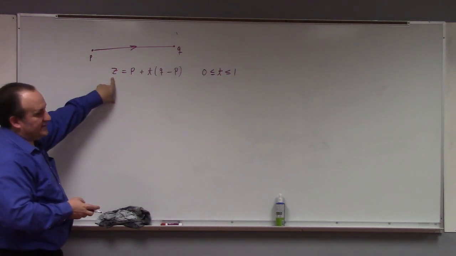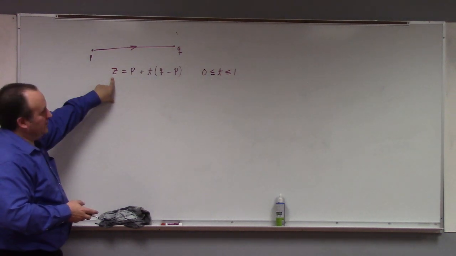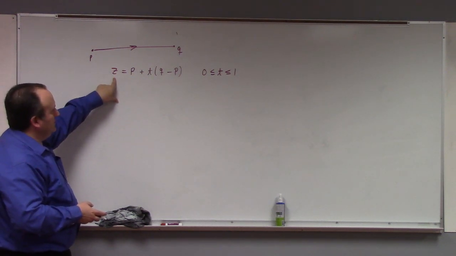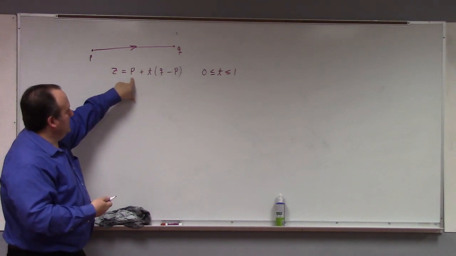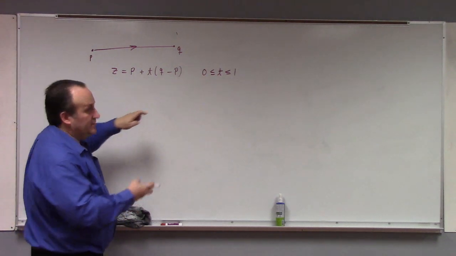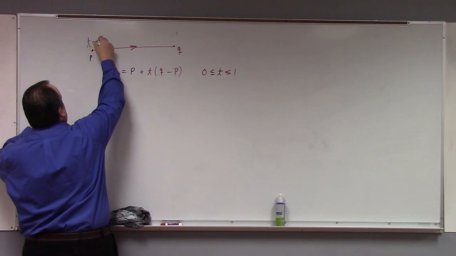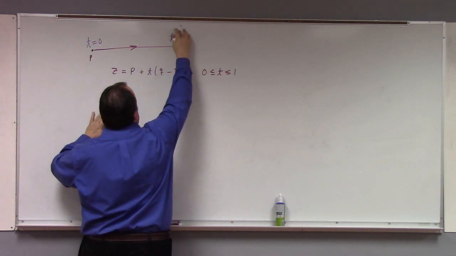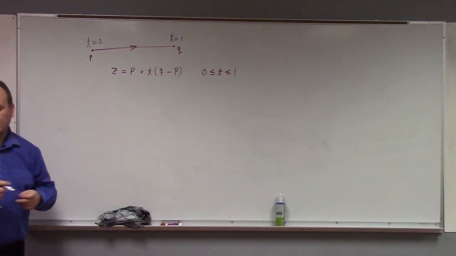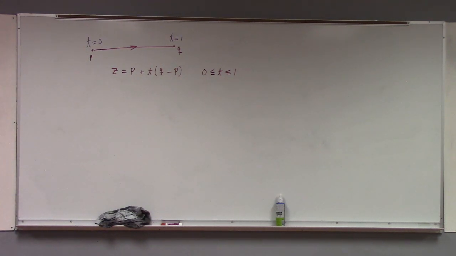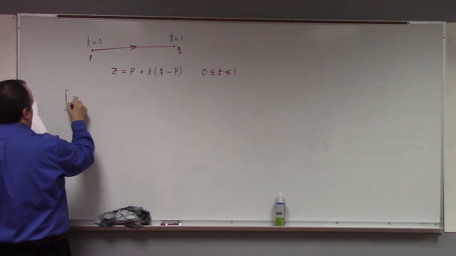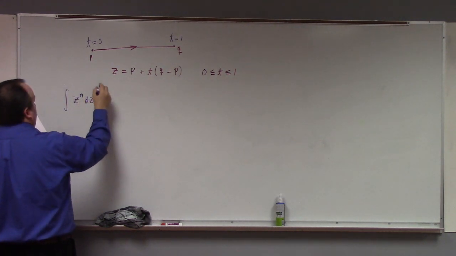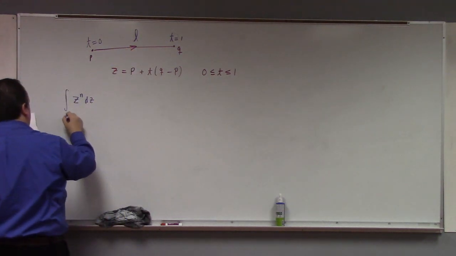So this is a parameterization of a line segment. When I put t equal to 0, I get P. When I put t equal to 1, I get P plus Q minus P, also known as Q. So this is the standard trick to parameterize a line segment going between 2 points. With that in mind, we can calculate an integral of z to the n dz along, let me call this line segment L for lack of imagination.